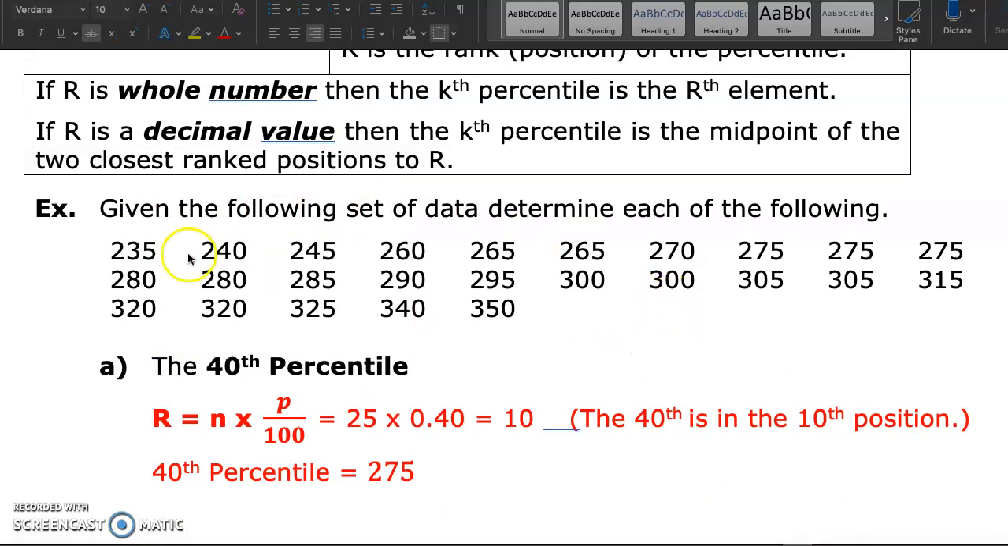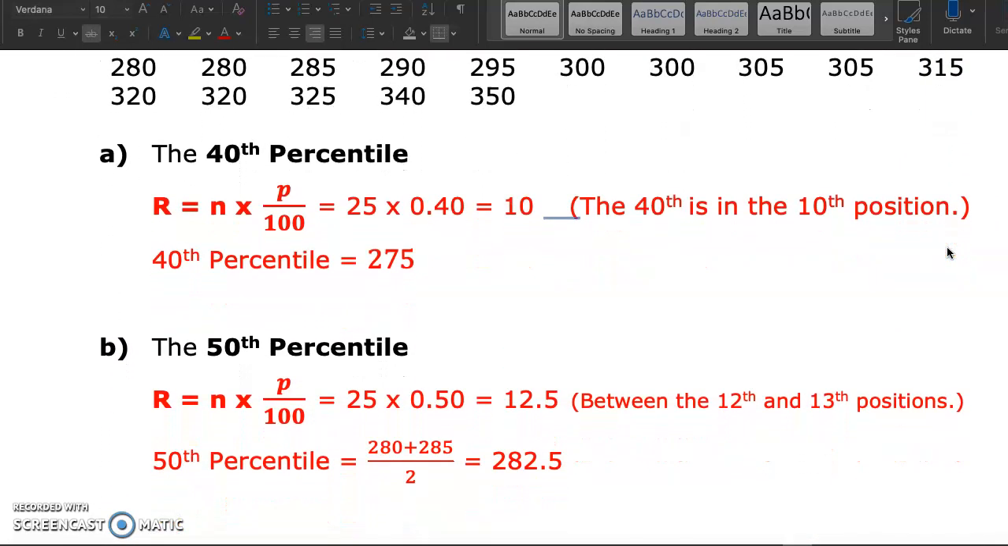We are given this data. Notice that it is in order, so we can find its position. For the 40th percentile, we take 40 divided by 100, and there's how many elements? 10 plus 10 plus 5 is 25 elements. 0.4 times 25 gives us the whole value 10. So that means that we need to count 10 positions over. 1, 2, 3, 4, 5, 6, 7, 8, 9, 10. Therefore, our 40th percentile is 275. It is greater than or equal to 40% of the data in the set. Therefore, 275 is the 40th percentile.